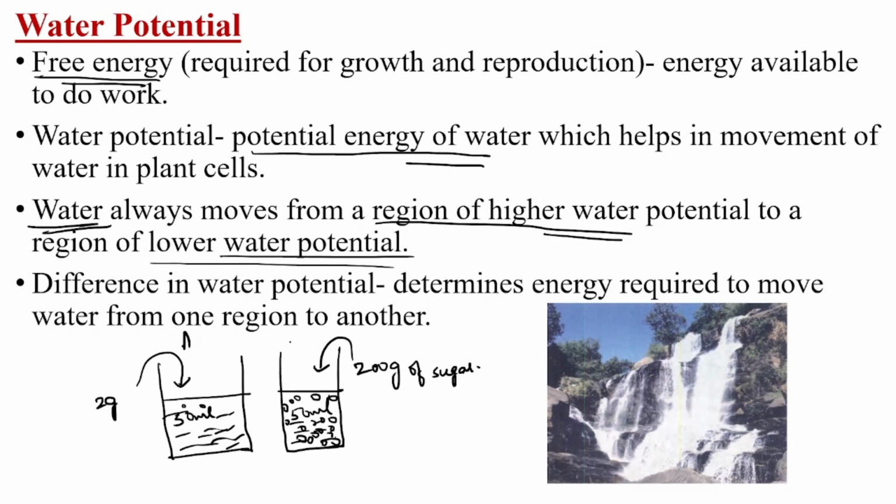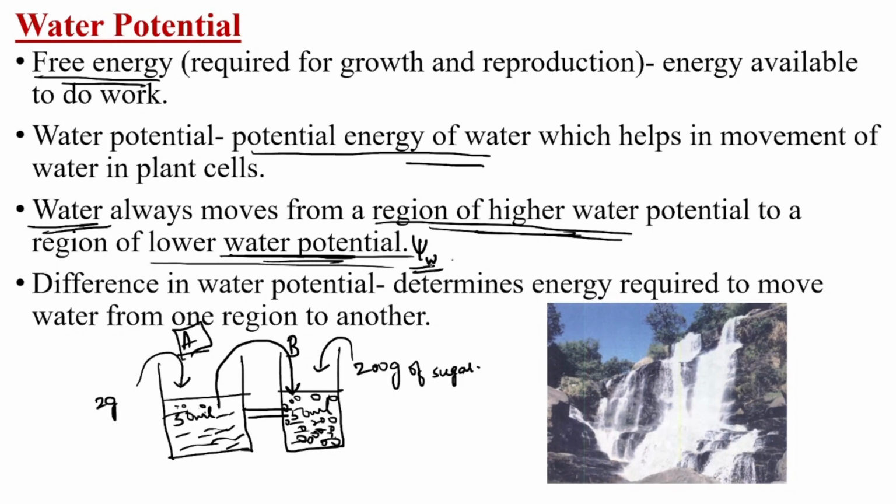Let us consider this as beaker A and beaker B. In beaker A, obviously the amount of free water molecules is high. Only some water molecules are held with the sugar particles, but here most of the water molecules are held with sugar. Water always moves from a region of higher water potential to a region of lower water potential. So this beaker has more water potential, more free water molecules are present. As a result, when you connect it with a pipe or something, water starts moving from beaker A to beaker B. This water potential is usually represented by the symbol psi W.